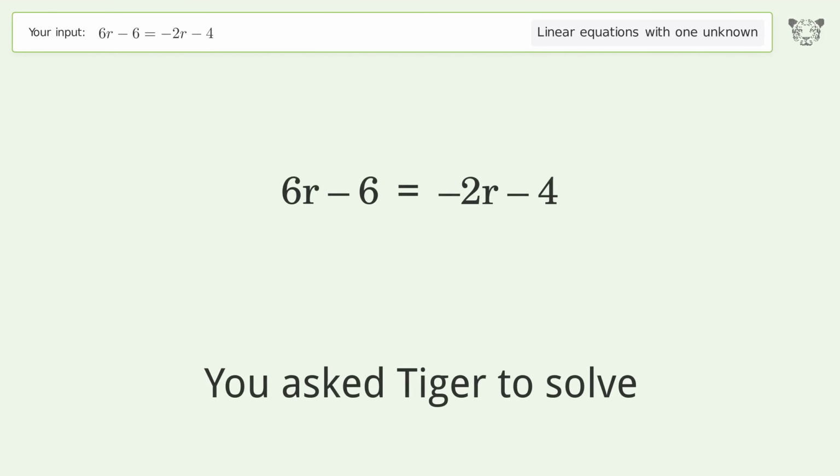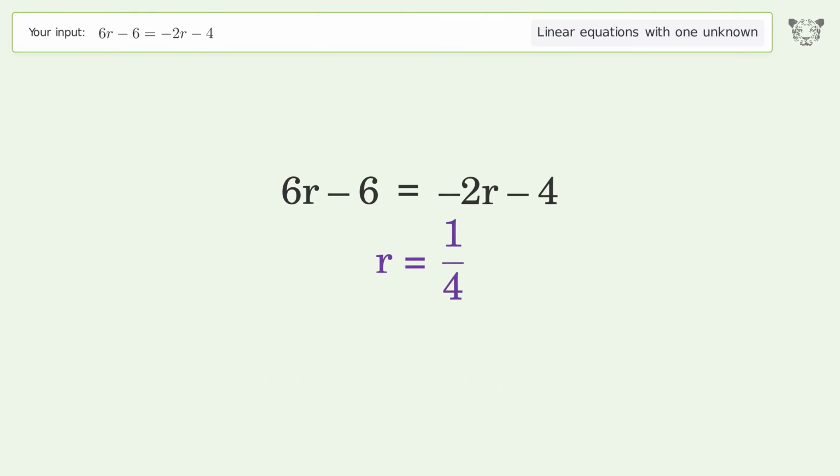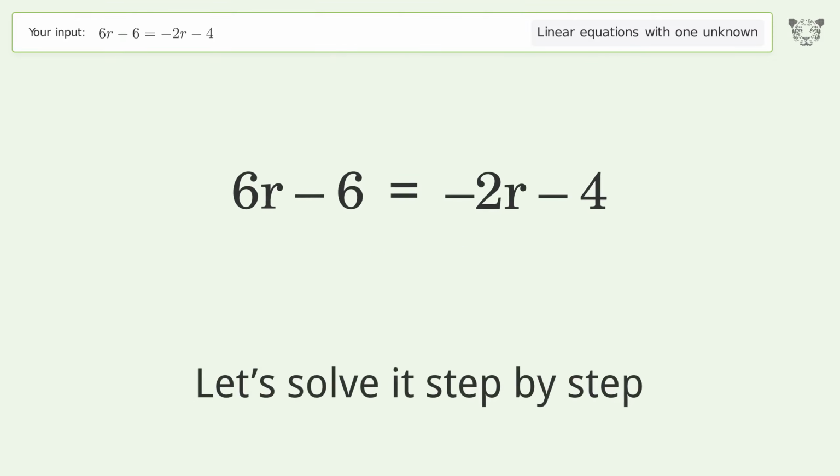You ask Tiger to solve. This deals with linear equations with one unknown. The final result is r equals 1 over 4. Let's solve it step by step.